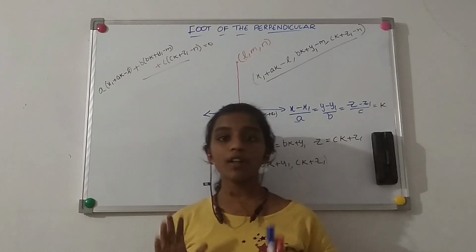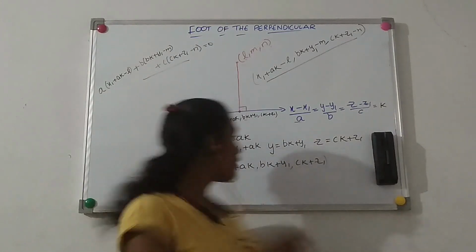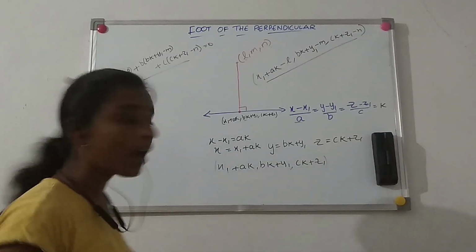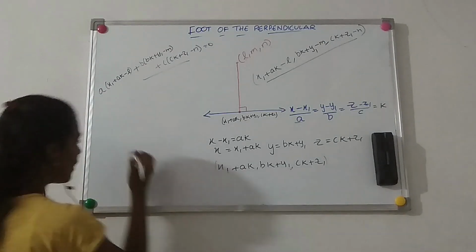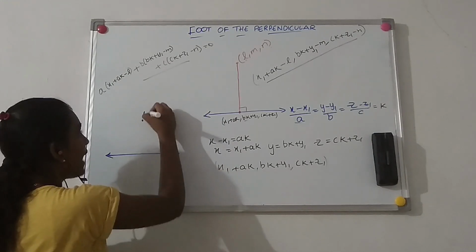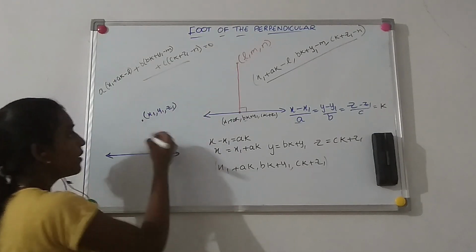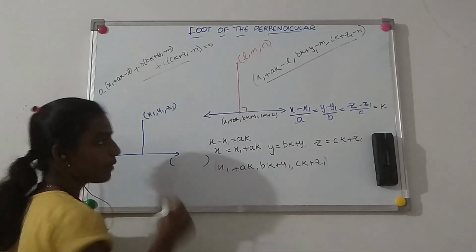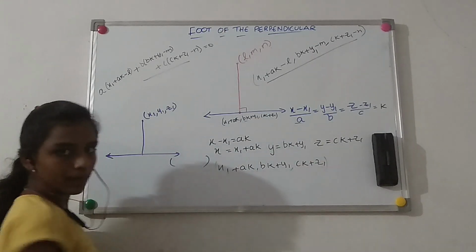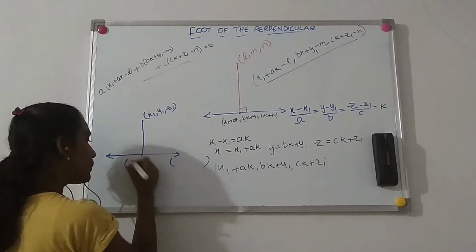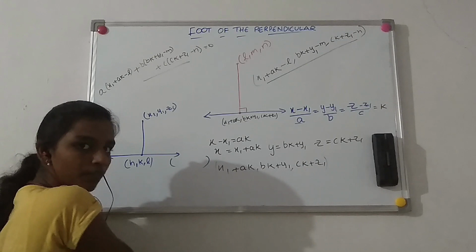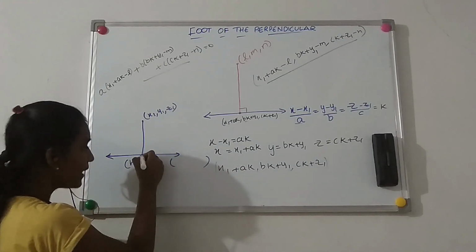So now I can also find the image of the point. We have already found the foot of the perpendicular. Now how do I find the image? The same thing. I have the line, and there's a point x1, y1, z1. I have the line equation. By using the same procedure, I will find the foot of the perpendicular. Let me think that the foot of the perpendicular I got is h, k, l.